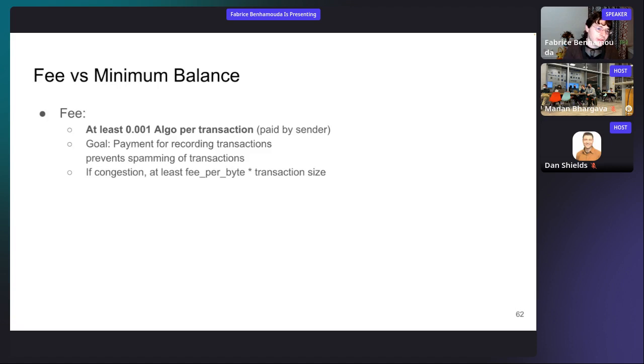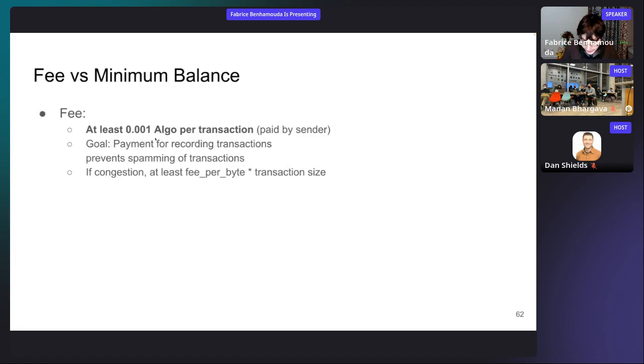If you had no fee, somebody could just create a lot of transactions that are useless, and nobody could use the blockchain. In the case of Algorand, the fee is extremely low. It's 0.001 algo, which currently is less than 0.1 cent.